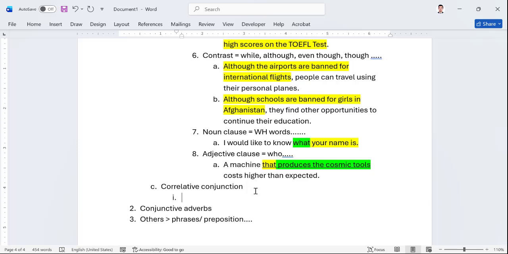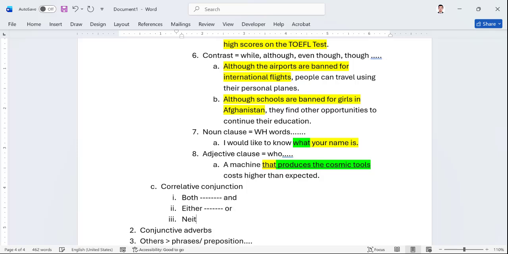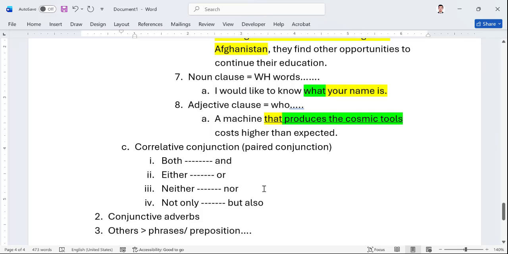The last one, I just named them correlative conjunctions. We have both, and, we have either, and we have or, we have neither nor, and we have not only, and then we have but also. They're also called paired conjunction. Sometimes it is called correlative conjunctions. Other times it might be named after paired conjunctions. So these are what we have.